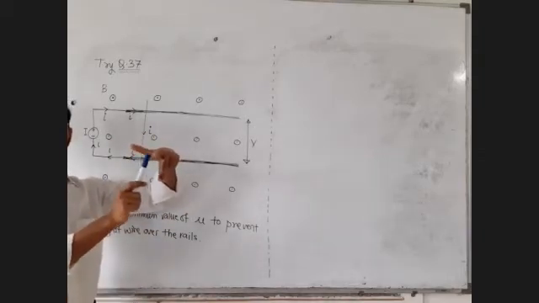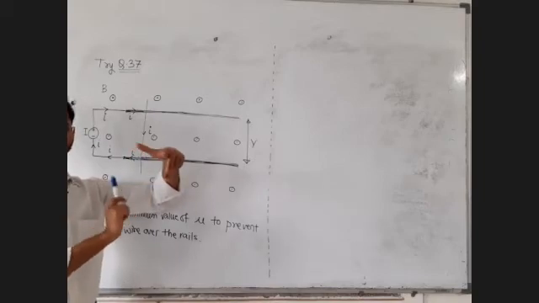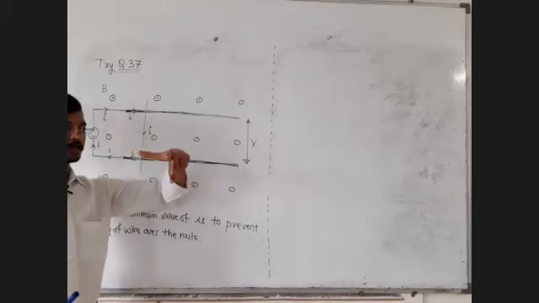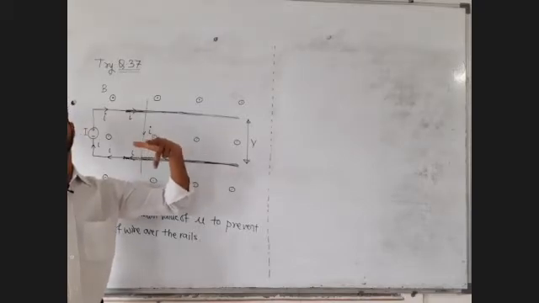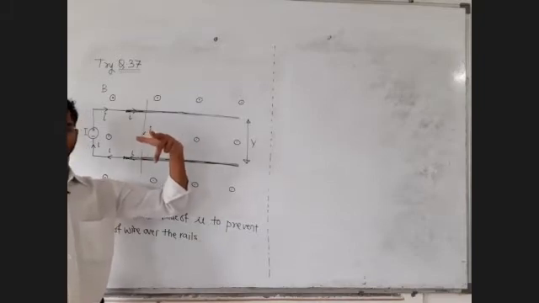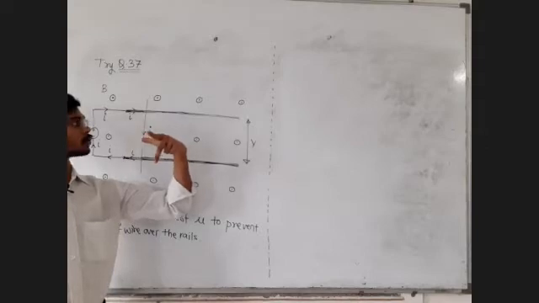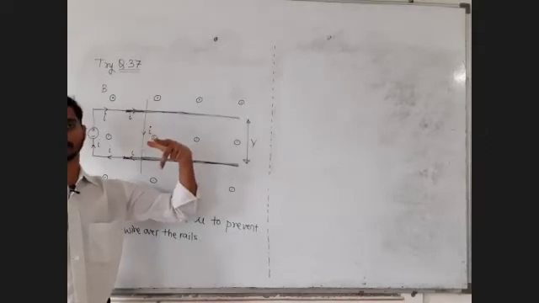Maintaining the direction of the first finger as it is, rotate your left hand in this way. Now it is going to be a leftward force. This wire will experience a leftward magnetic force.